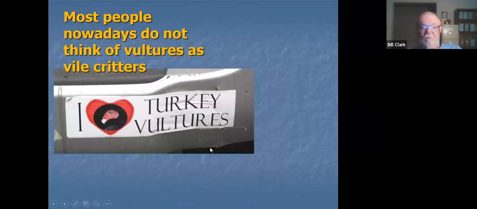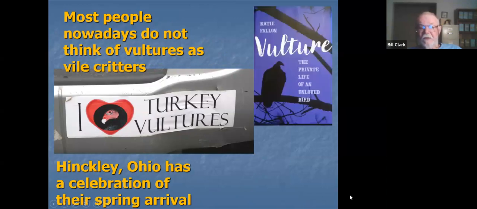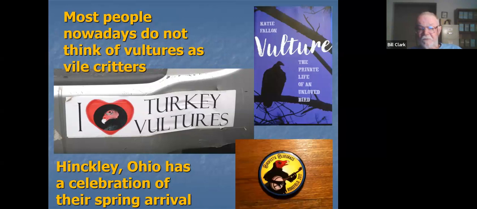There's a bumper sticker that says, "I love turkey vultures." Hinckley, Ohio has a celebration of their migration return in the spring. And here's a book that was written about a turkey vulture, The Private Life of an Unloved Bird. And here we see a logo for a bluegrass festival of a turkey vulture playing a banjo.